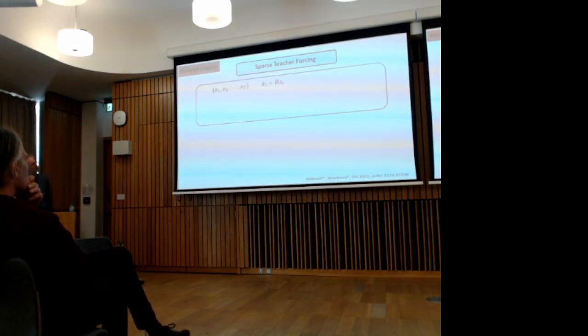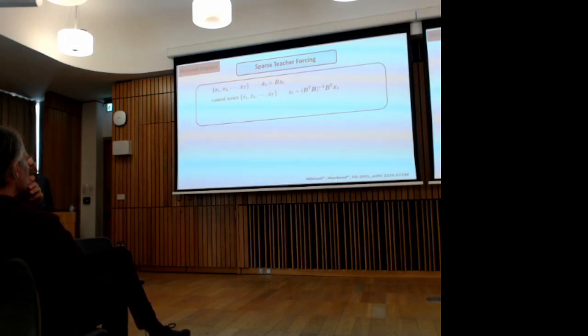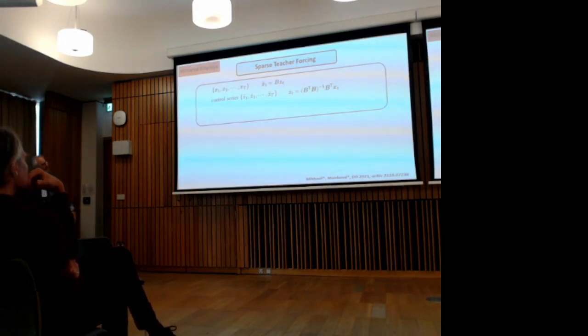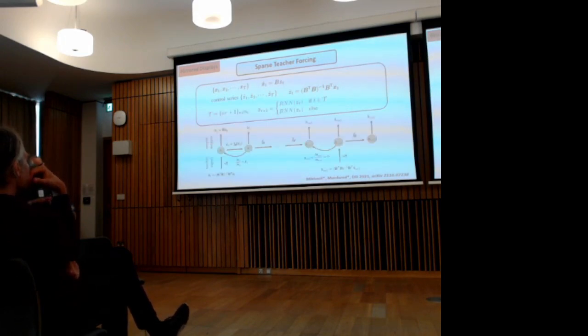Let's assume that you link that to the latent states of your recurrent neural network just through a linear transform. Then you can invert that through the pseudo-inverse, like a linear regression model. Based on that, you can design control series by basically projecting your observations back into that latent space. And now the idea in teacher forcing is that you replace your actual latent states once in a while by those inferred from your observations.